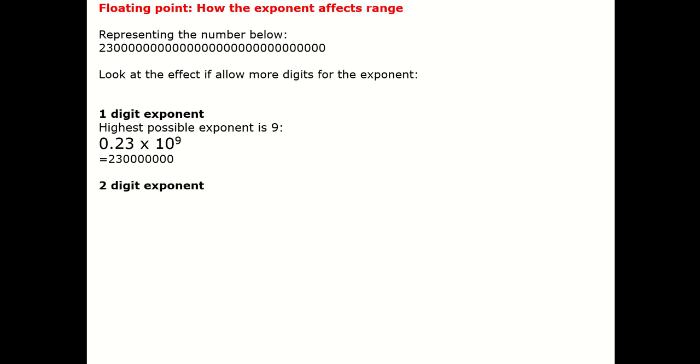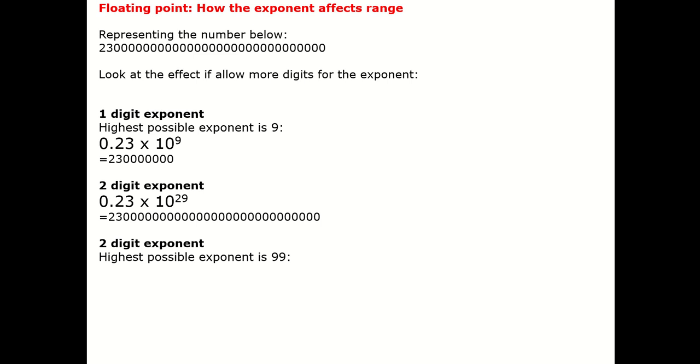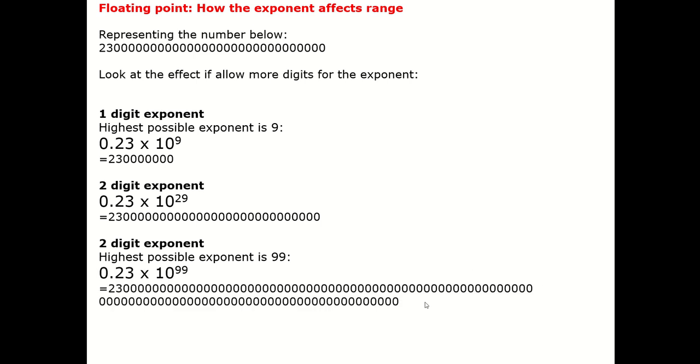If I allow myself 2 digits, then all of a sudden I can get the right exponent, and I can store that large number correctly. If I've got 2 digits, what's the highest exponent I can get? 99. So I can store a number that large with the exponent, compared to with 1 digit, where I could only store a number that large.